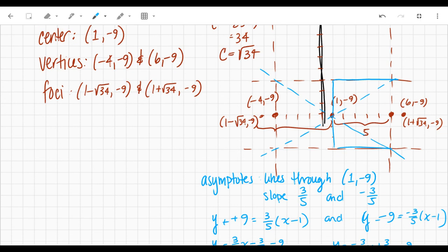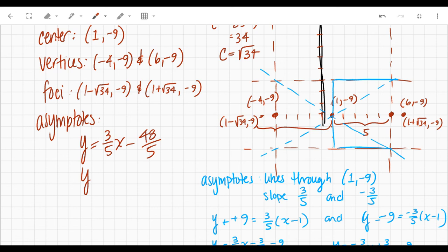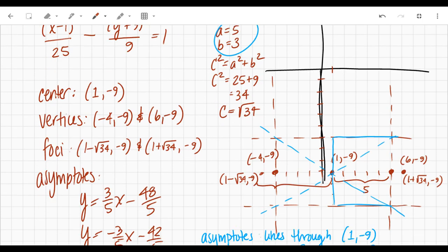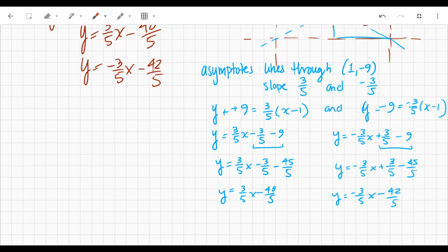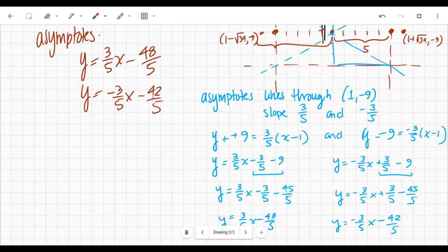All right, so your asymptotes will be that y equals 3/5 x minus 48/5 and y equals negative 3/5 x minus 42/5. Okay, so again, there's a lot going on there. So just be real careful. Take your time. You'll get it. Let me know if you need help, though.